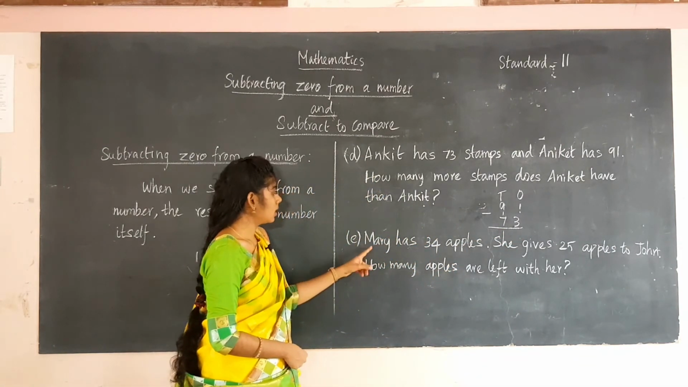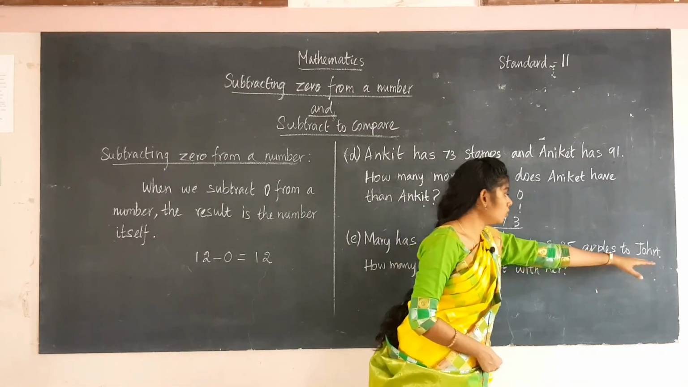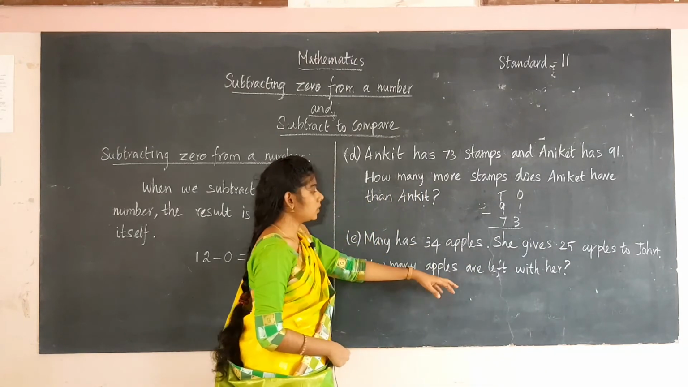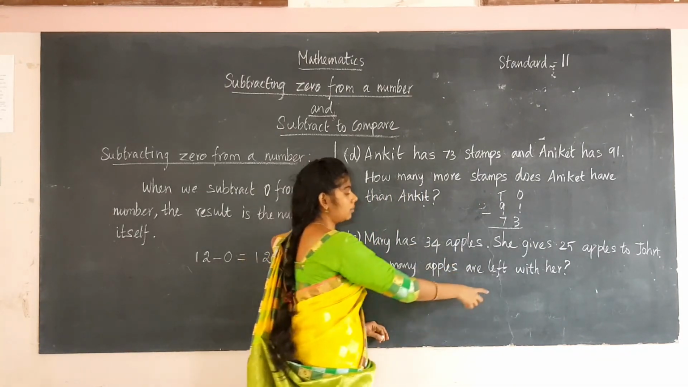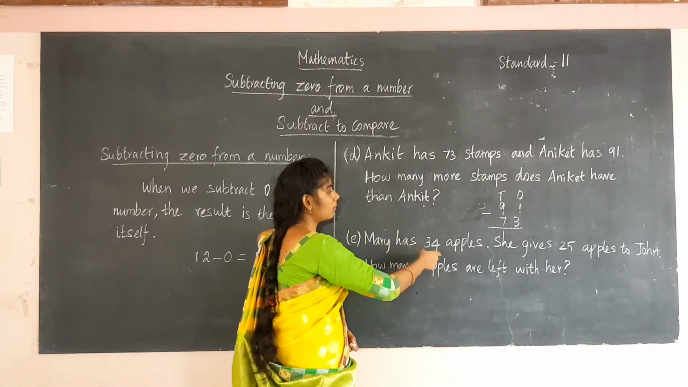And the next one is: Mary has 34 apples. She gives 25 apples to John. How many apples are left with her? Left with her means the remaining, how many does she have? So we have to subtract these two numbers.